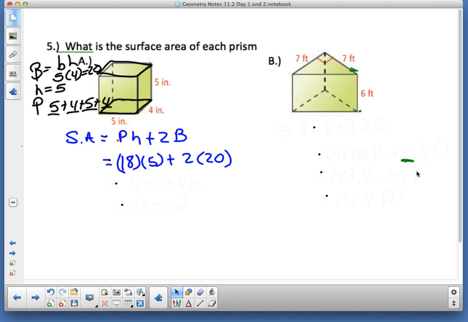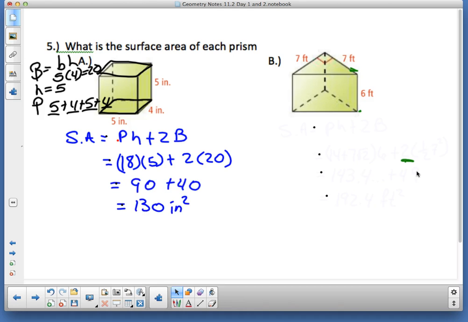P in lateral area is the perimeter of big B, the base of your prism. H, the separation of the 2 bases, the distance the 2 bases are apart. Big B is the area of the base, and you tailor big B's formula specific to the shape we're working with, and you'll see what that means in this next one. But after we do that, we get your numbers, we're done.